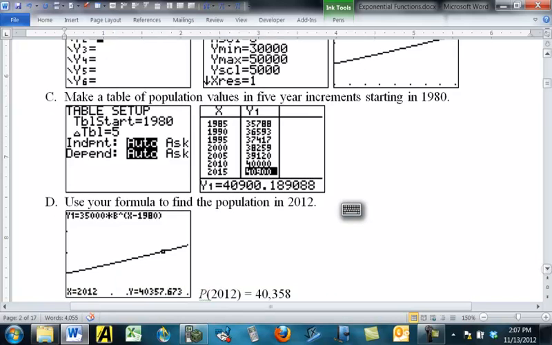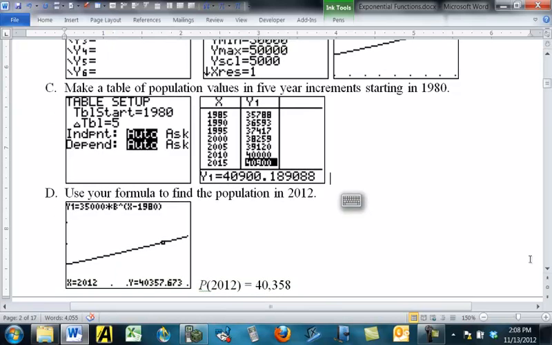So what's the population in 2012? A couple easy ways we can do it. We could actually put 2012 in our table for x. Since this is y1, we could do y1 of 2012, which would give us this p of 2012. We can take our formula and plug in 2012 for it. Or you can do it the way I did it here, which is just hit trace on the graph and type in x is 2012 and enter, and it'll tell you the y there, which rounded off to the nearest person is 40,358.